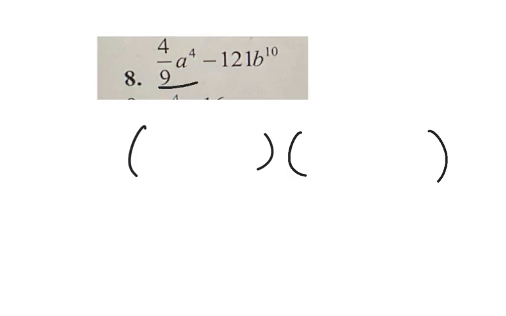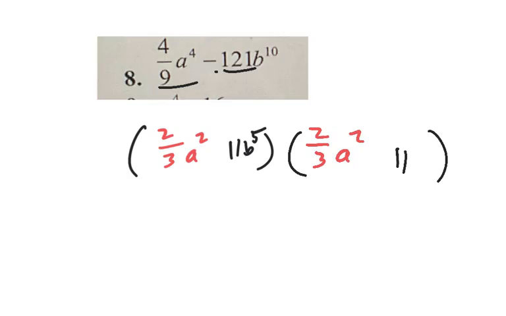So what's the square root of the first term? Well, the square root of 4 is 2. The square root of 9 is 3. The square root of A to the 4th is A to the 2nd. The square root of the second term, the square root of 121 is 11. The square root of B to the 10th is B to the 5th. We just divide by 2. And then alternate the signs. One of them is positive. One of them is negative. Should use a different color. And so that would be the answer for 8.